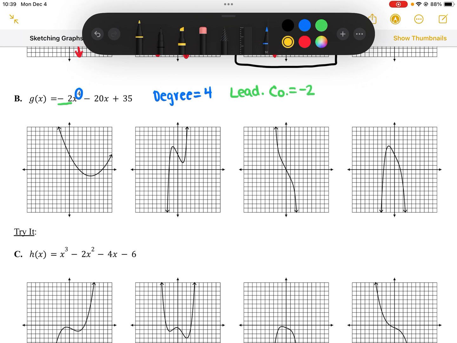Looking at my degree, 4 is an even number. My leading coefficient is negative 2. That's a negative number. So the end behavior for an even negative, both my arrows are going down.